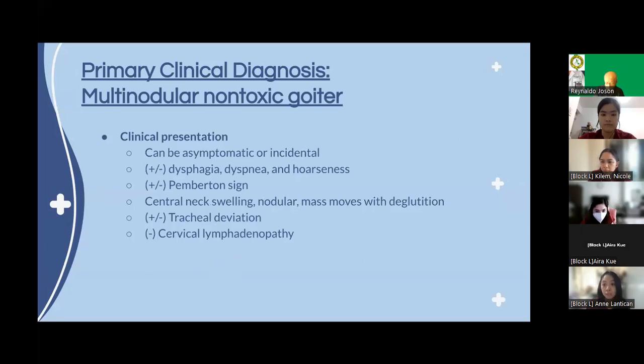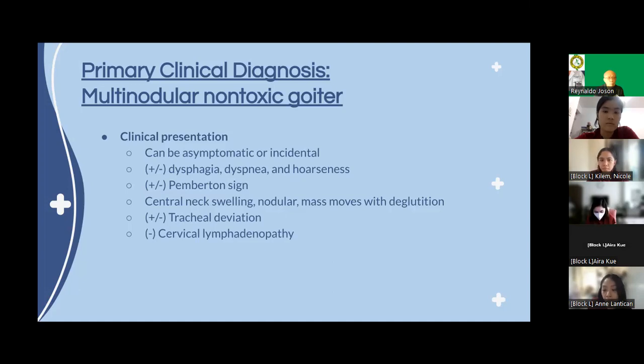So for the clinical presentation of this disease, pwede siyang asymptomatic, especially yung mga nodules na less than 1 centimeter. So usually kapag ganun, hindi pa siya napapalpate, or pwedeng incidental finding based on mga imaging studies for our patient. However, yung classic clinical presentation is central neck swelling or anterior neck mass that is nodular, and this mass moves with deglutition. So yun yung sign na alam natin it's thyroid in origin yung mass.